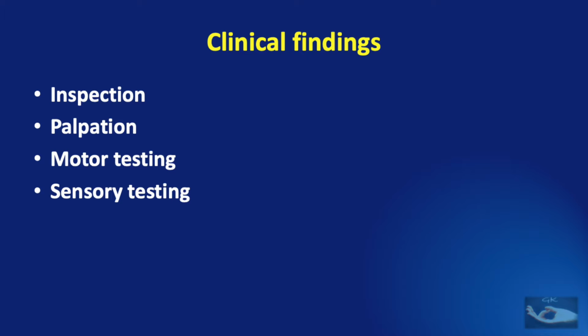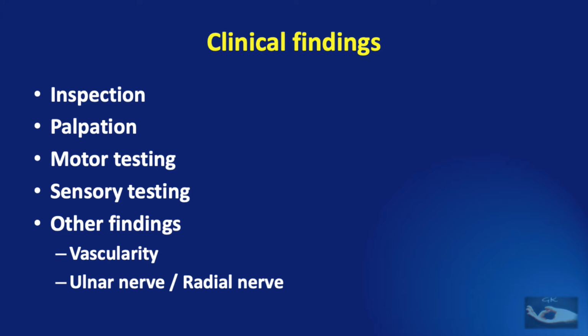I shall discuss the clinical findings under the headings of inspection, palpation, motor testing, sensory testing, and other findings like the vascularity and examination of the other nerves in the hand like the ulnar nerve and the radial nerve.